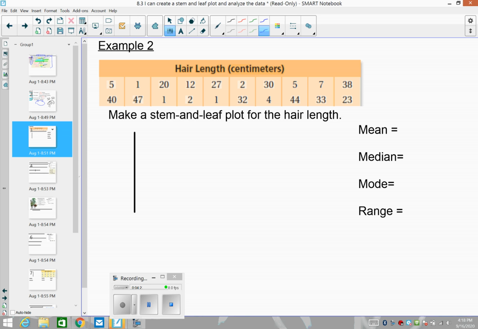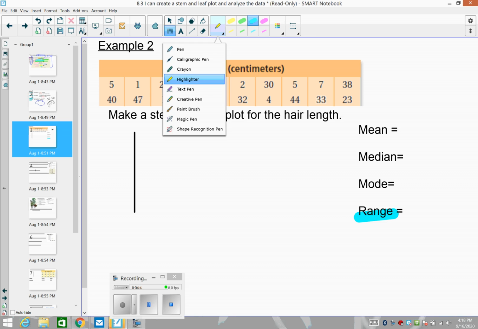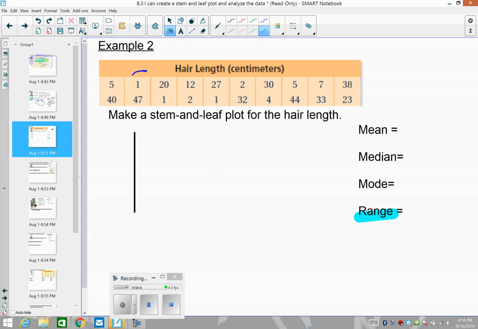Cool. So if we take a look at this picture here, we're talking about the hair length of students in class in centimeters. Now, a centimeter is about the width of my pinky. That's what we're talking about for hair length. So the thing I think is the easiest to always start with is to take a look at your range, because your range helps you identify what your stems and leaves would be. So if I took a look at my range, I think 1 is the smallest. And scanning, it appears that 47 is the biggest.